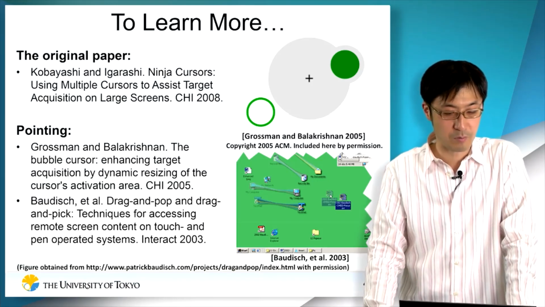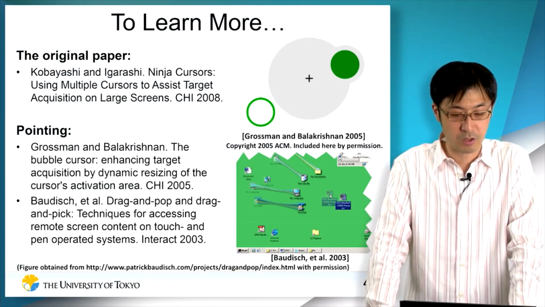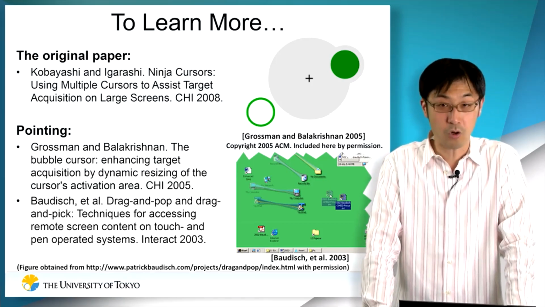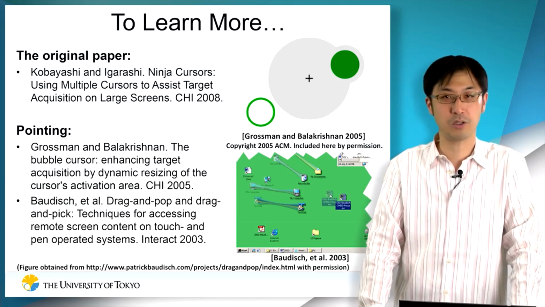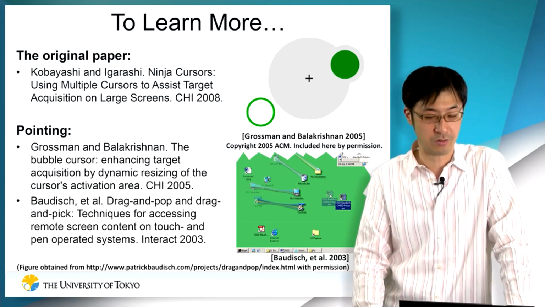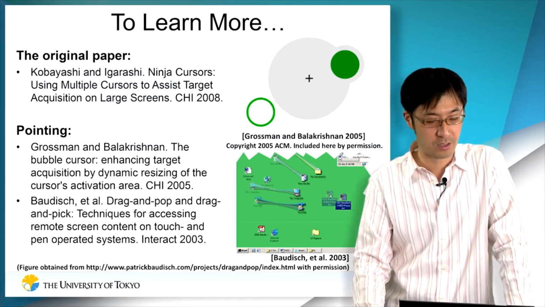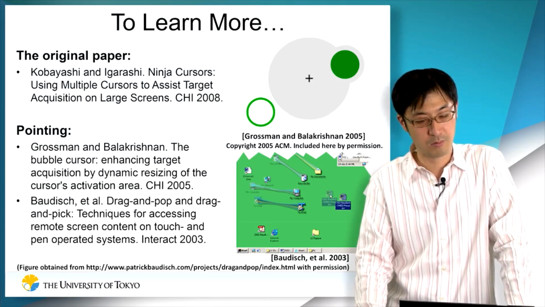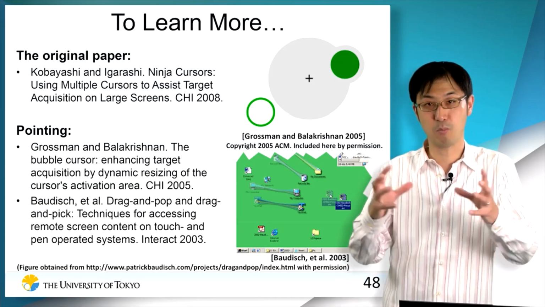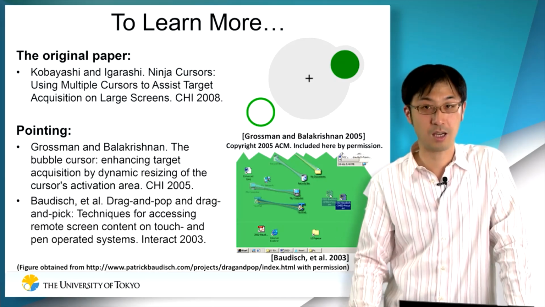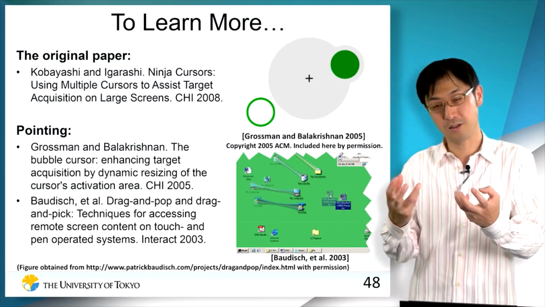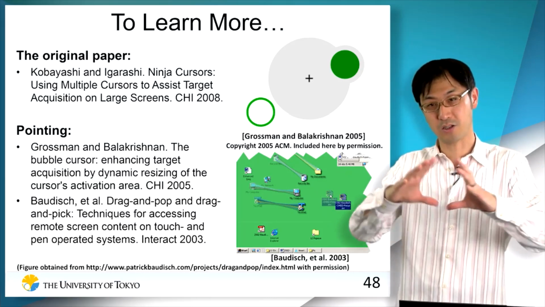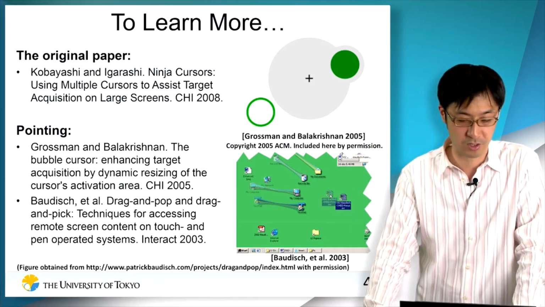The original paper was published as "Ninja Cursors: Using Multiple Cursors to Assist Target Acquisition on Large Screens." Pointing is a very popular topic in our field, with many publications. Here are a couple of interesting recent papers. One is Bubble Cursor, a technique that changes the cursor size depending on the target density. If the targets are dense, the cursor gets smaller, but if the targets are sparse, the cursor gets larger. So it's a very interesting technique.